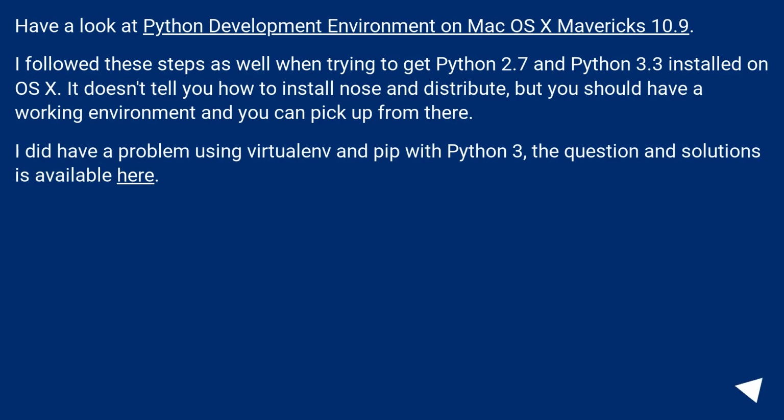Have a look at Python development environment on Mac OS X Mavericks 10.9. I followed these steps as well when trying to get Python 2.7 and Python 3.3 installed on OS X. It doesn't tell you how to install nose and distribute, but you should have a working environment and you can pick up from there. I did have a problem using virtualenv and pip with Python 3; the question and solutions are available here.